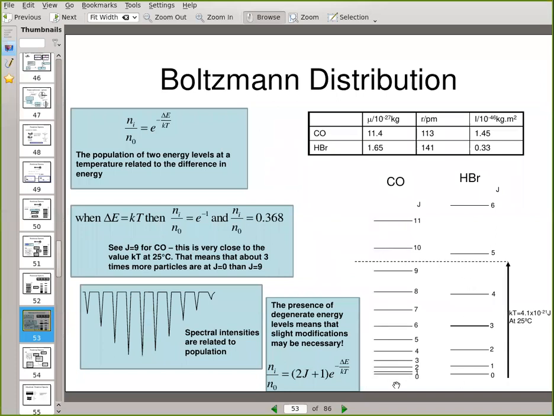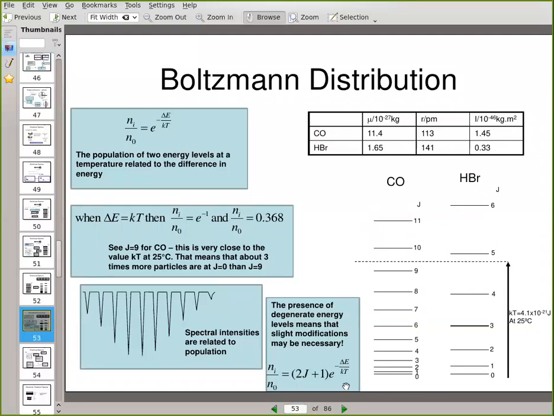So you can see that at normal temperatures, all of these levels are going to be quite well populated. So you'll have energy level 0, 1, 2, all the way up to 9, having particles with those energies in. And it's interesting that the spectra that you get has a range of intensities that are related to the populations of these energy levels. Okay. So don't forget Boltzmann.